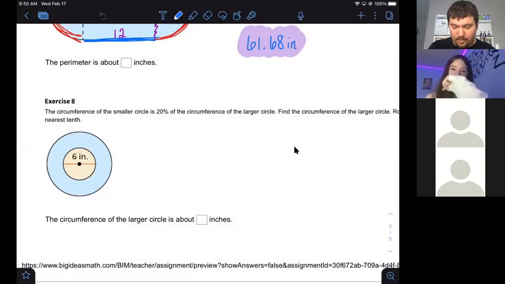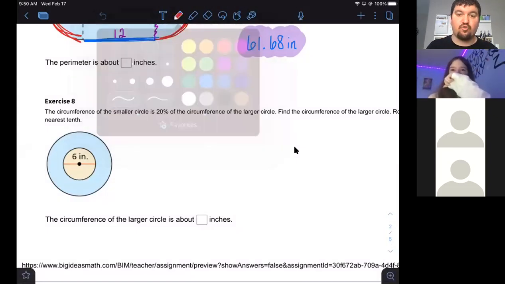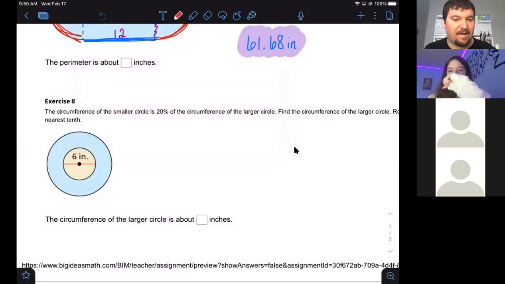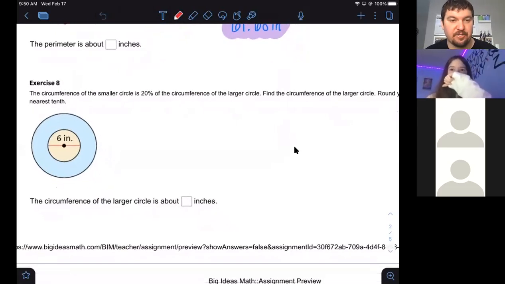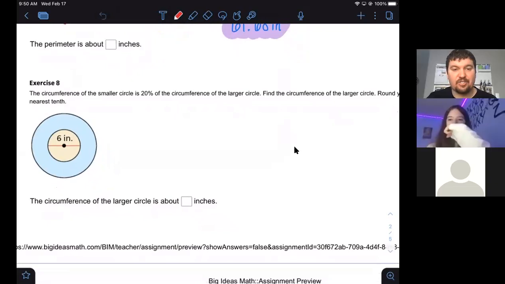So you wouldn't see a problem like this on your actual quiz Friday, unless of course it might be a bonus problem, okay? But you definitely will have to know how to use the circumference formula. It says the circumference of the smaller circle is 20% of the circumference of the larger circle. Find the circumference of the larger circle to the nearest 10th.